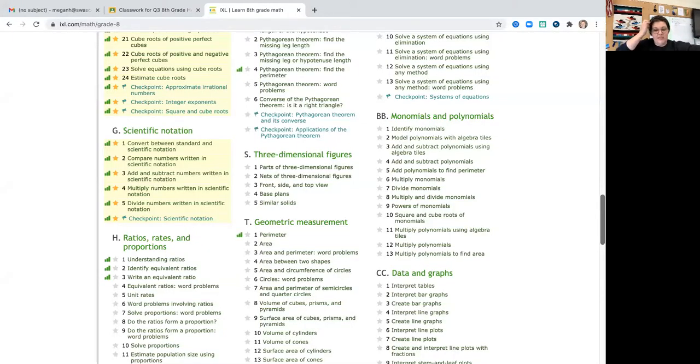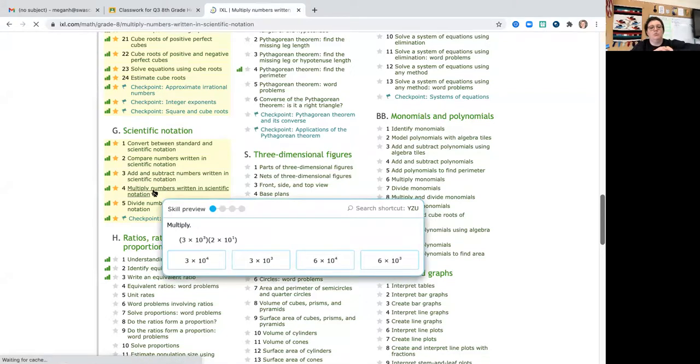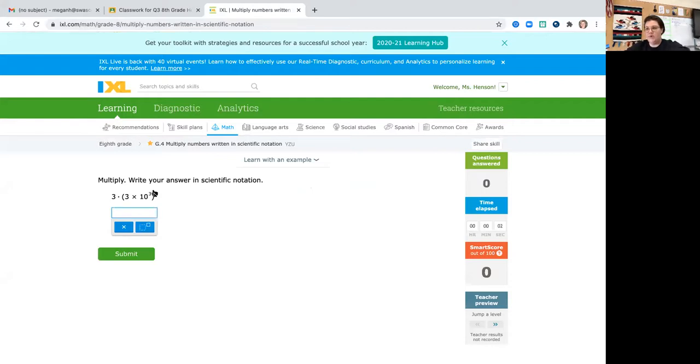All right, now that we have done addition and subtraction, we're going to move into multiplying and dividing. We're going to use a lot of the same skills we just practiced, but first we're going to go into multiplication. So we're going to get a question like this. I'm going to show you the two different ways that multiplication is going to be written out for you. So this first way, 3 times 3 times 10 to the third. All we need to do is multiply the two numbers here. So we're going to get 9, and then we keep the same power of 10 to the third.